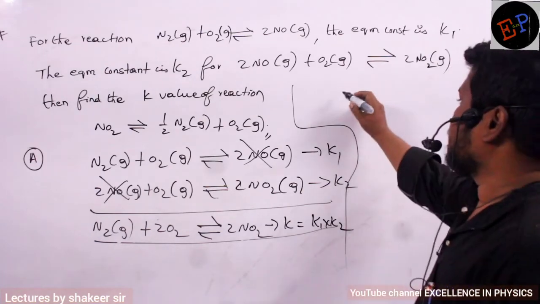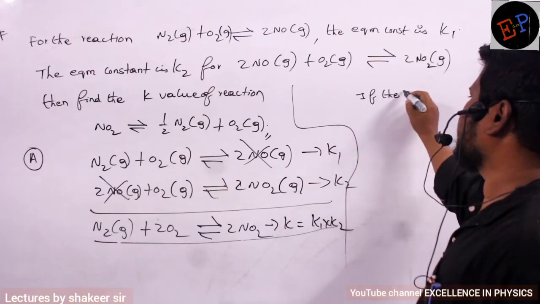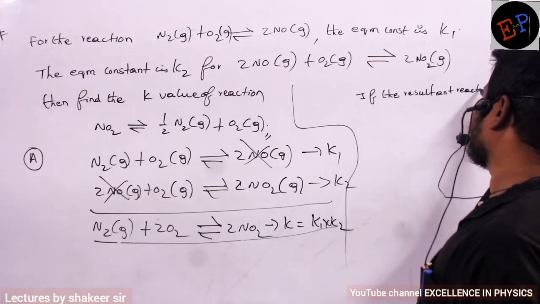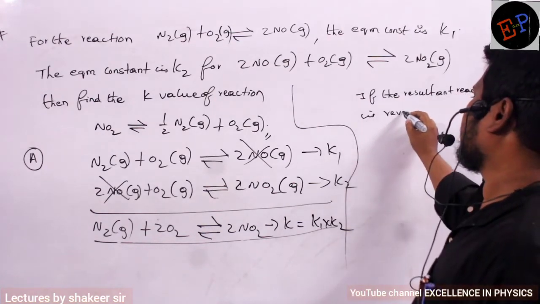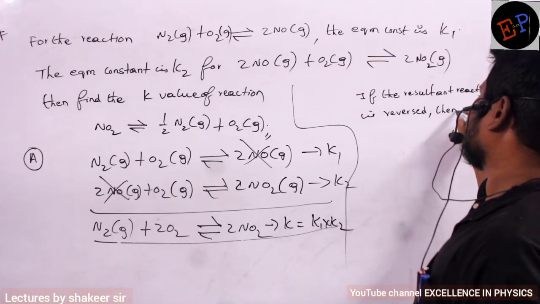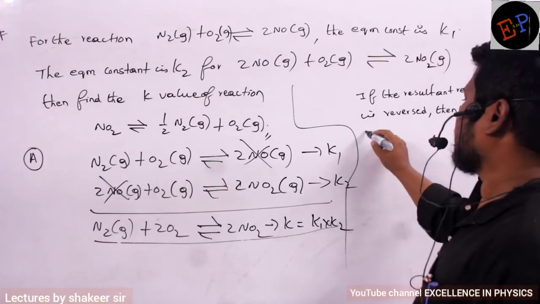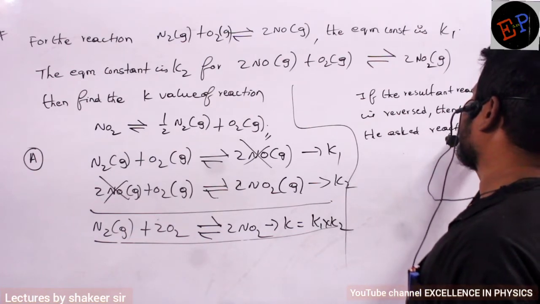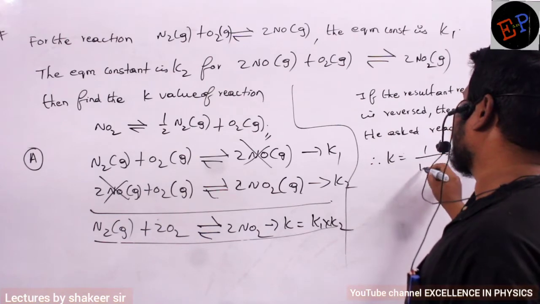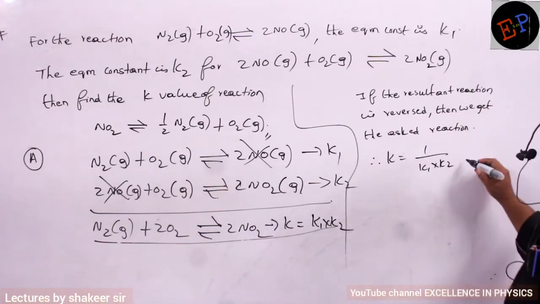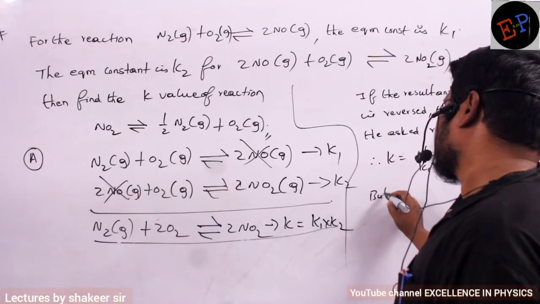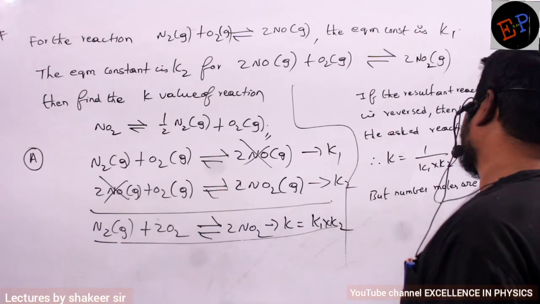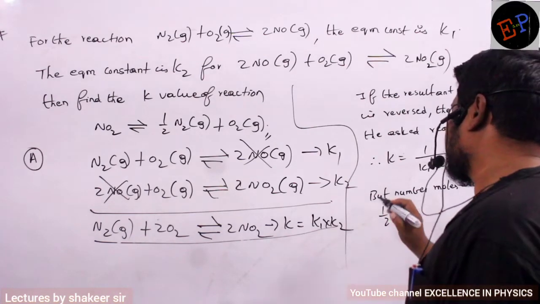So write down. If the resultant reaction is reversed, then we get the asked reaction. Therefore, what is the K value? It is 1 by K1 multiplied by K2. But still there is one more point. The number of moles are made half.